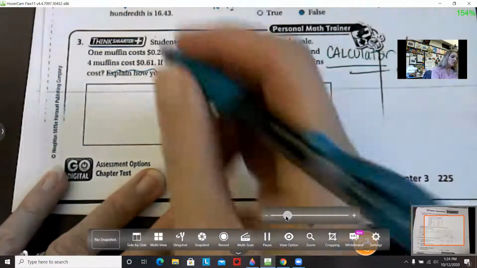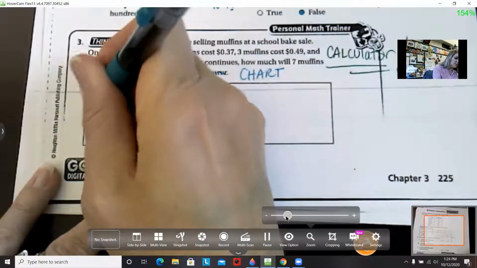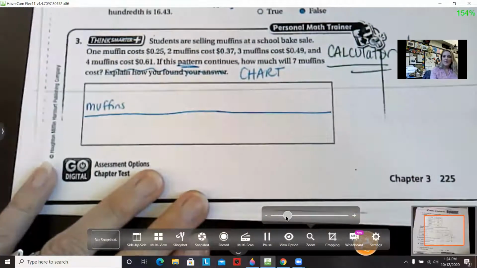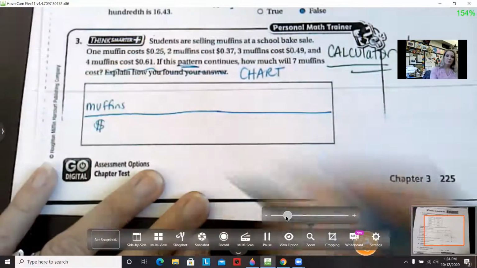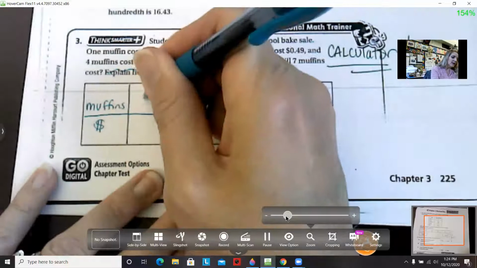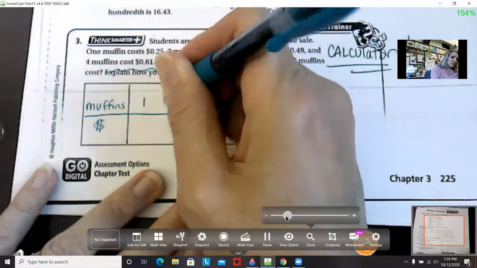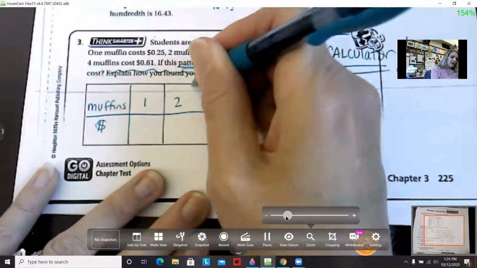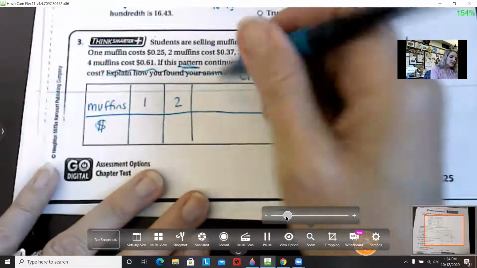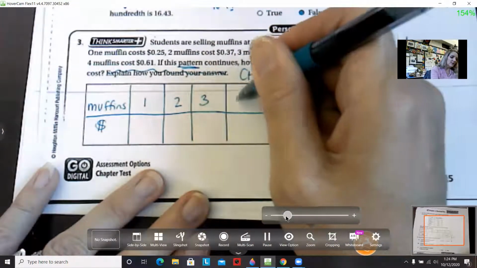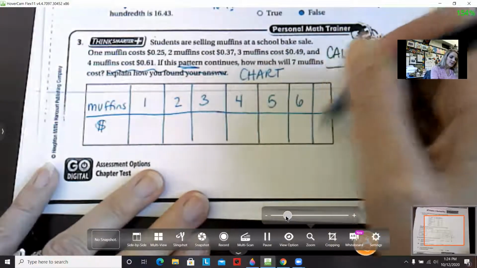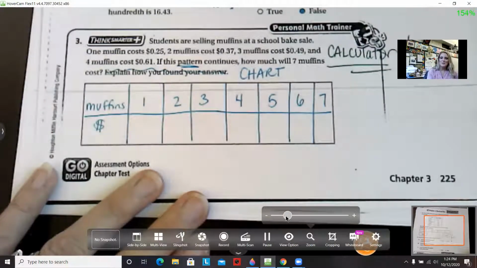perfectly enough. Okay, so let's start a chart by writing muffins at the top. We're going to count muffins up to 7, and underneath how much money they cost. Okay, you can pause me at any time. Leave a bigger space at the bottom for money so it doesn't get too squishy. And the question says, if this pattern continues, how much will 7 muffins cost? So I need to go up to the number 7. 5, 6, and 7. I might get squished there at the end, but that's okay.